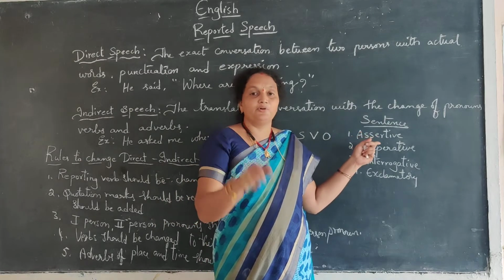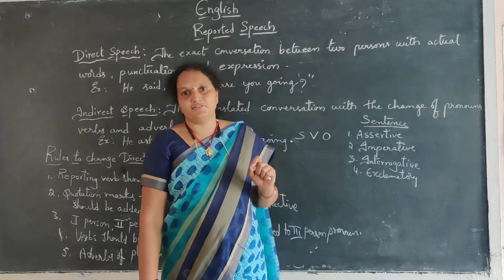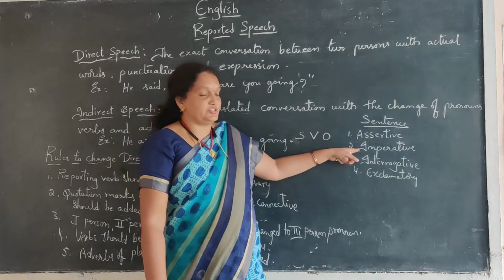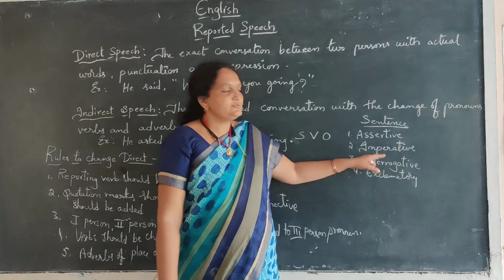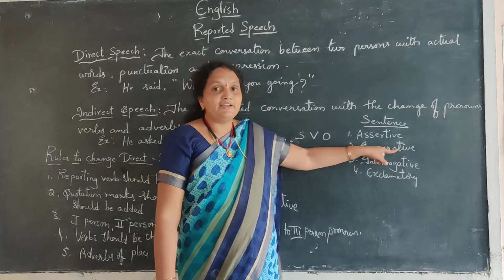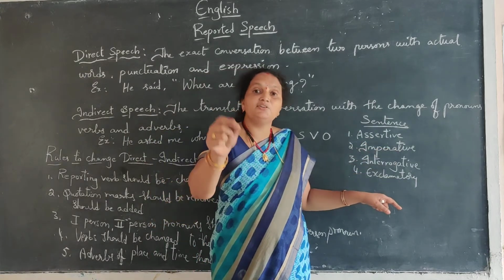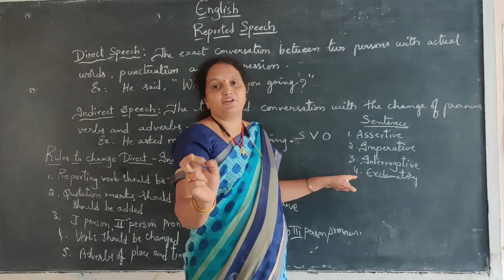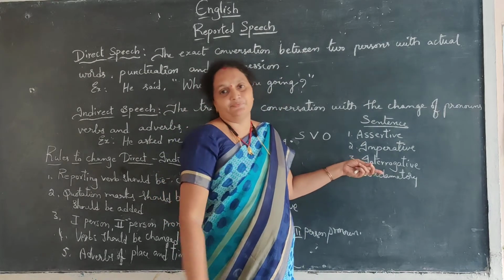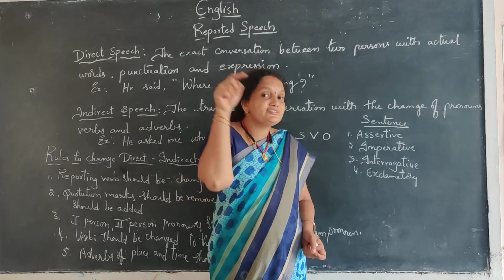Come on, get up, go it. So these are commands and orders, and suggestions. You should do this. You should not do this. So suggestions. In imperative, we tell someone to do something in the form of an order, a suggestion, or advice, or in the form of a request. We will ask someone to do something.